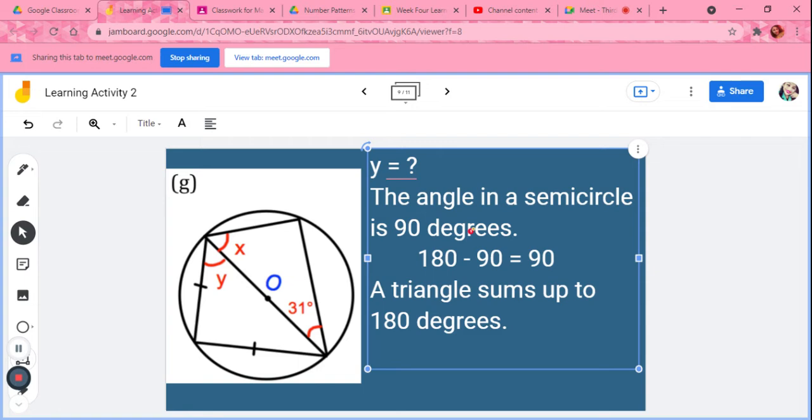90 divided by 2. Very good. So I'm going to have 90 divided by 2. And what does that give you? 45. Very good. So now that means that y is equal to 45 and the other one is equal to 45. So what would my reason be that y is equal to 45?